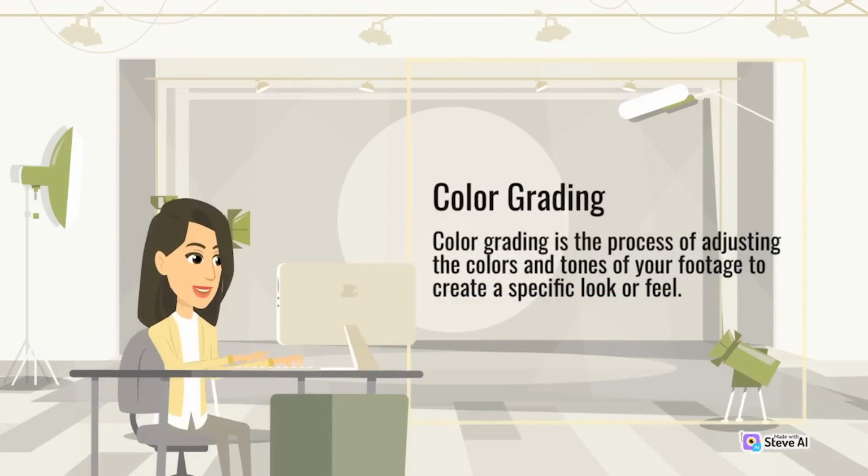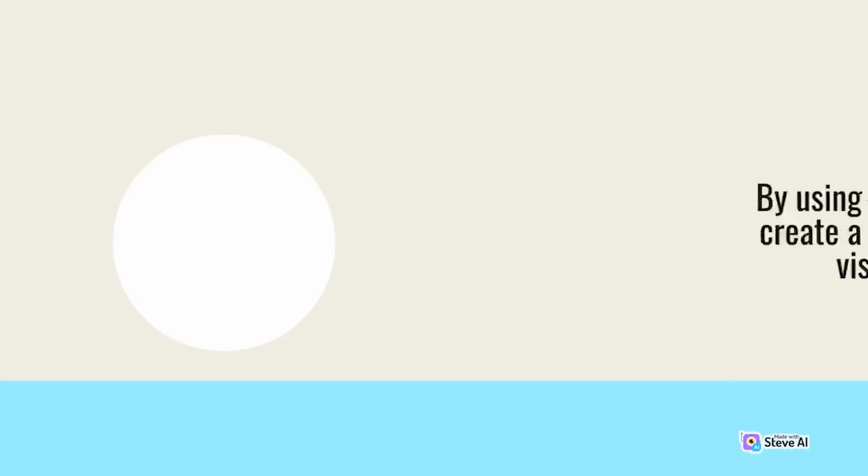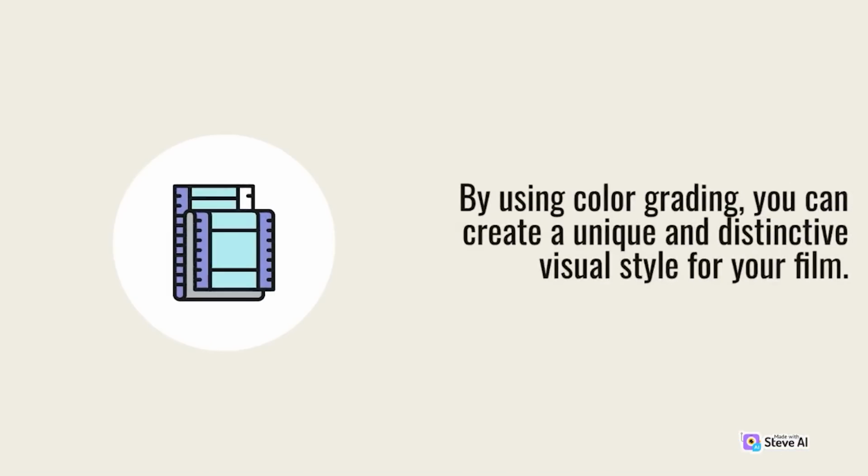Color grading. Color grading is the process of adjusting the colors and tones of your footage to create a specific look or feel. By using color grading, you can create a unique and distinctive visual style for your film.